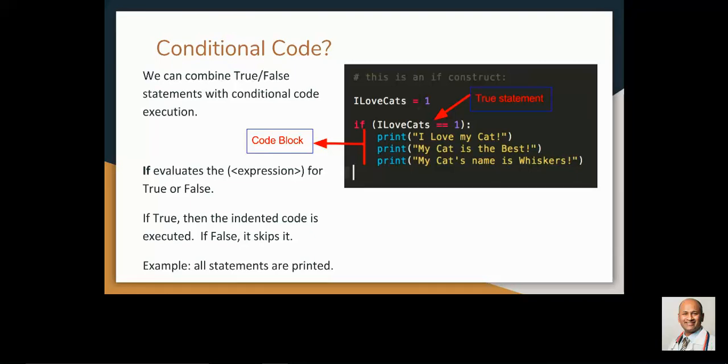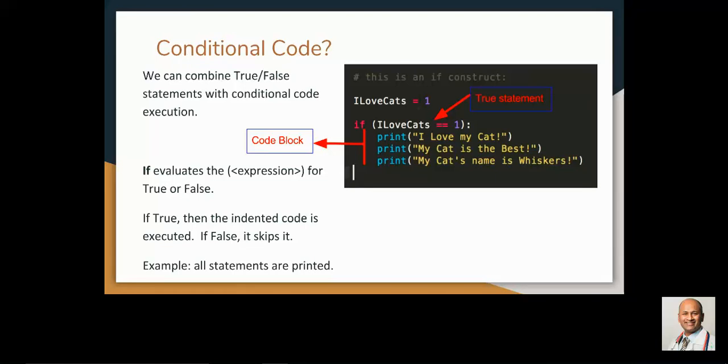And then there's this colon on the right. That colon tells Python that what follows is most likely conditional code. How do we know it's conditional code? There are 4 spaces or tabs. So what happens in this logic is I have I love cats equal to 1.